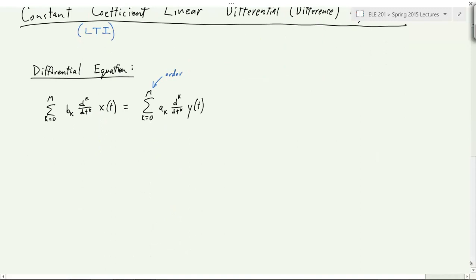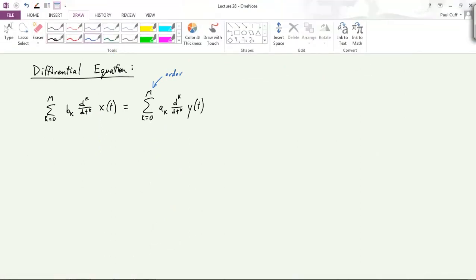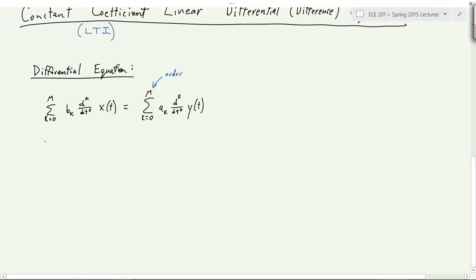So what do we do with these? Well, let's take a Laplace transform of both sides. Okay, we know what derivatives do in the Laplace transform. That just is a multiplication with s. So that means that this sum, k equals 0 to m, b_k, this just becomes s to the k of X of s equals the sum of a_k s to the k Y of s. Okay. Oh, but we can factor the X of s and the Y of s out of the sums. Okay. So pull the X out and the Y out.